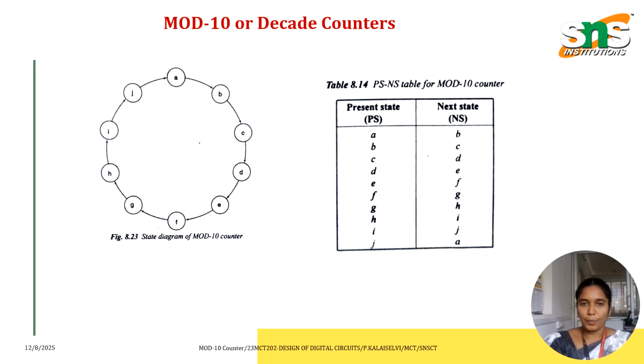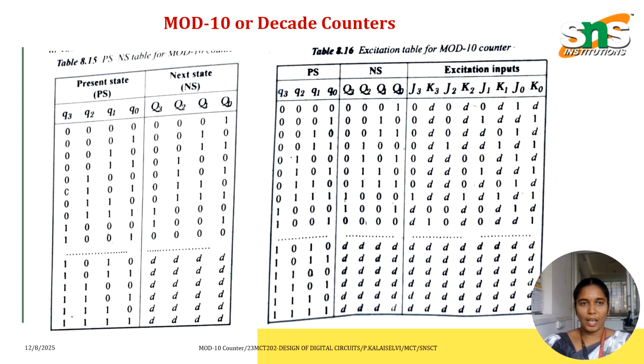Here are the present state and next state. A is a present state, B is the next state of A, B is a present state, C is the next state of B. Likewise this decade counter works. This is the present state, next state table with state assignment, where A is equal to 0000, and so on up to J.